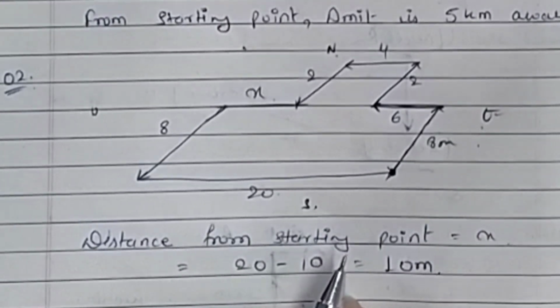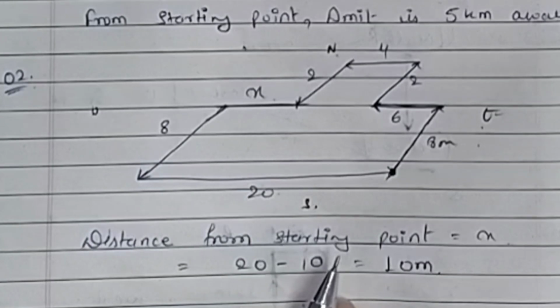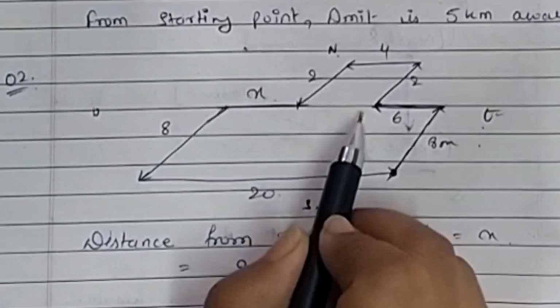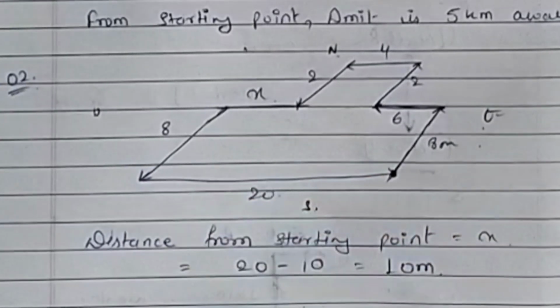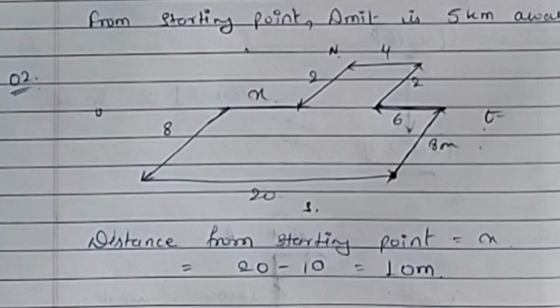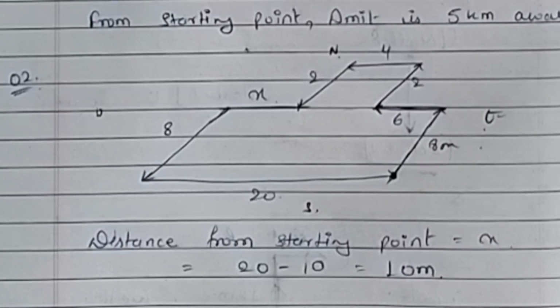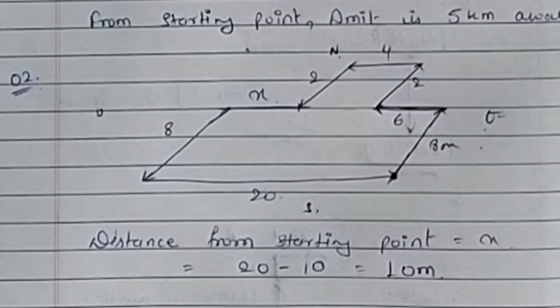From there he moved towards a distance of 6 meters. So by facing this, he took the 6 meters, and from there he moved towards northeast, a distance of 2 meters.